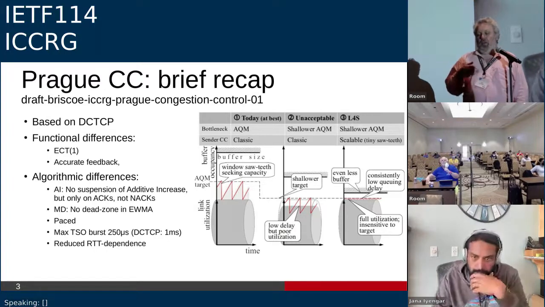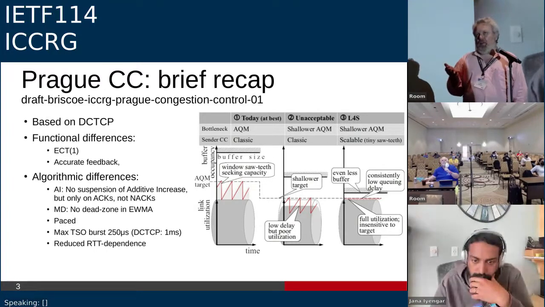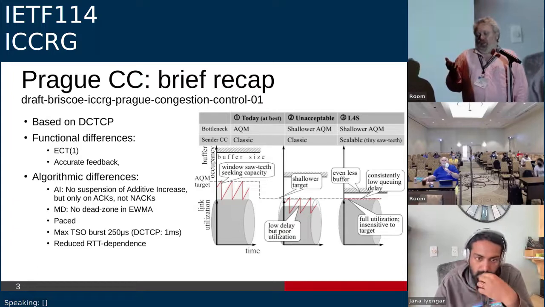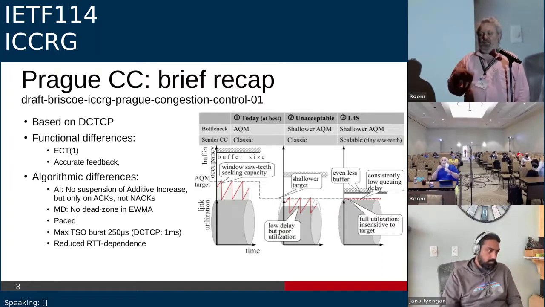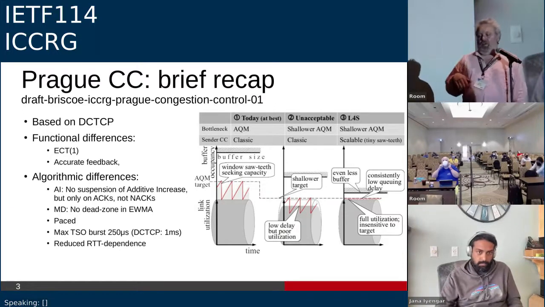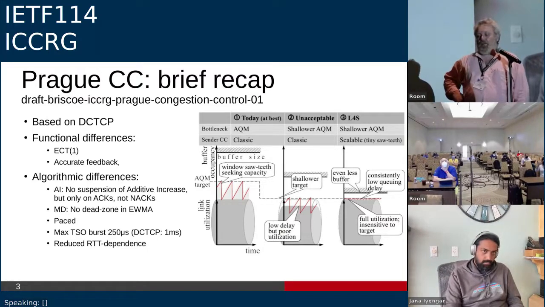So on the right, I always explain the point of DC-TCP and scalable congestion controls generally as having small saw teeth, so you don't have a large variation in the buffer to get full utilization. And if you push down delay by setting the set point of an AQM low, you don't start losing utilization. So you get the best of both worlds.